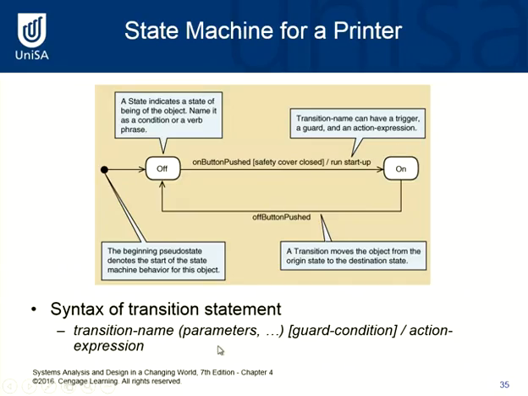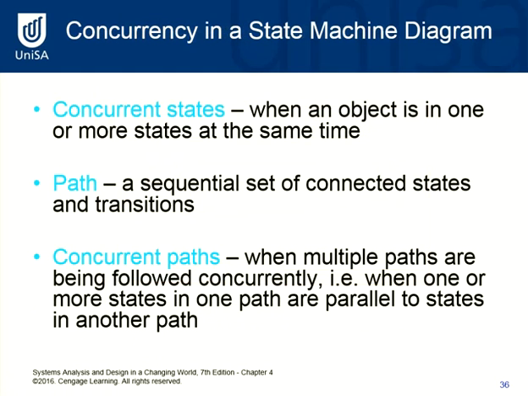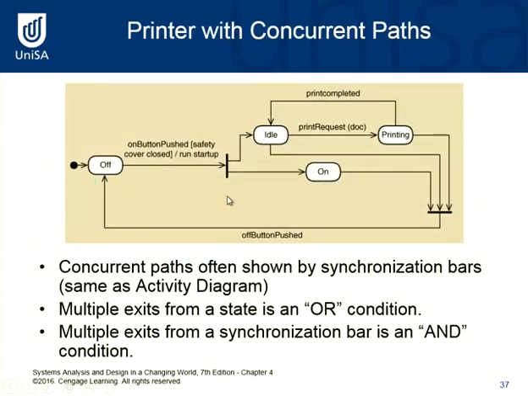So you can see here the syntax of the transition statement is a transition name with parameters. Again, sometimes we have the guard condition in square brackets followed by the action expression. Again, we talked about this with activity diagrams. We can have concurrency to show that we can have multiple paths in a state transition diagram. And the way we show that is through having the line with the arrows coming off there. Very similar to what we looked at with the activity diagram.